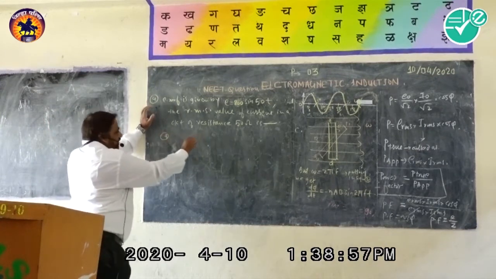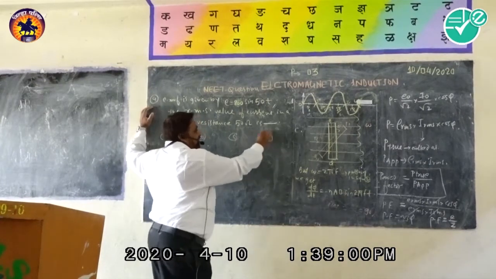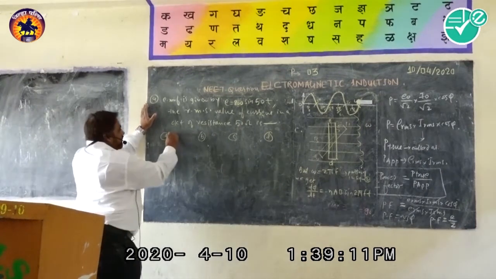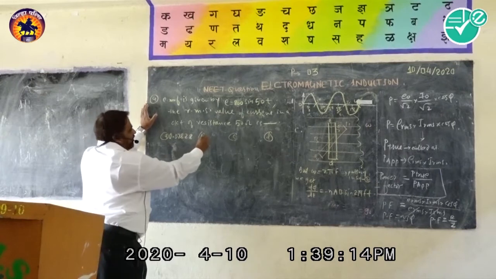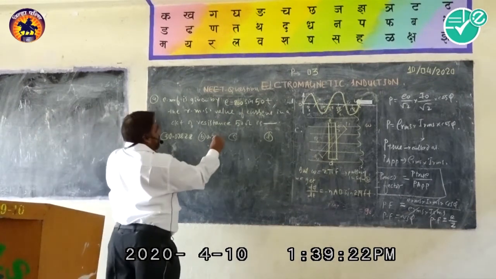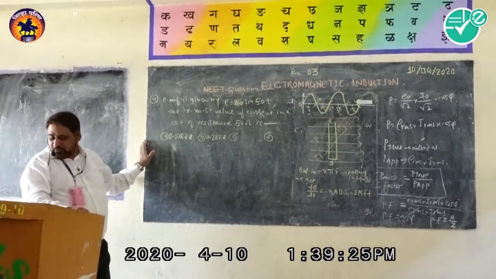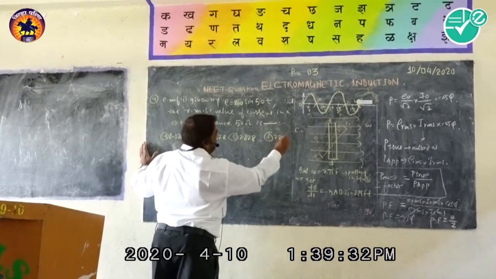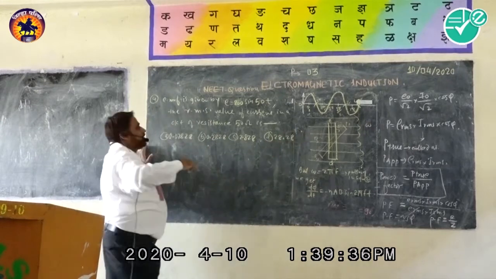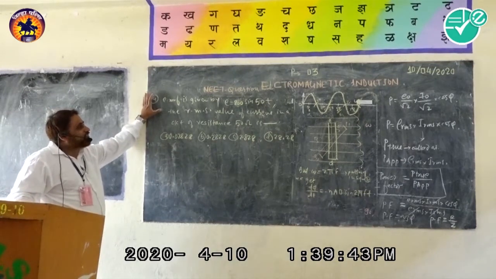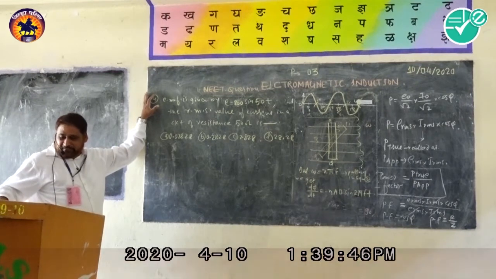Options are given here: A, B, C and D. The options are 0.02828, B is 0.2828, the third is 2.828, and the fourth one is 28.28. So, what is the value of the root mean square value of current in a circuit of resistance 50 ohm? So, the solution to this problem is like this.